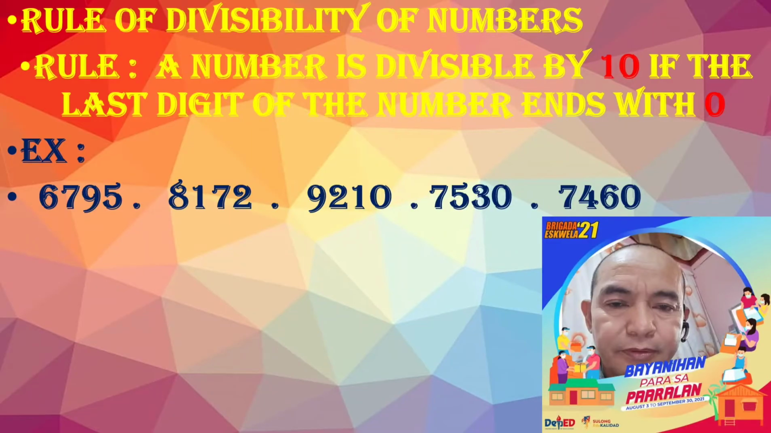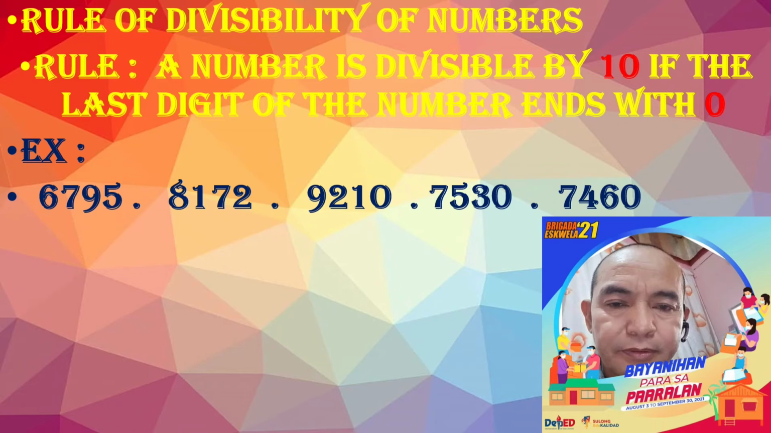Okay, let's discuss the rule of divisibility of number 10. A number is divisible by 10 if the last digit of the number is 0. Therefore, if the number ends with 0, we can already say right away that this number is divisible by 10. Again, what I mean by divisible, it can be divided exactly without remainder. So just like in the first example, we have 6,795. Is this number divisible by 10?